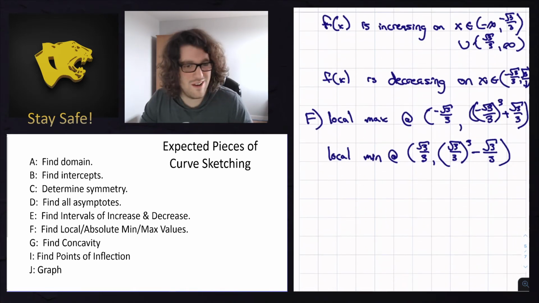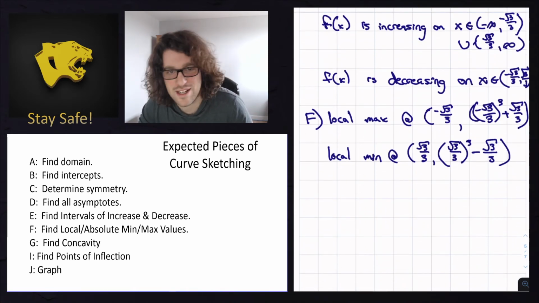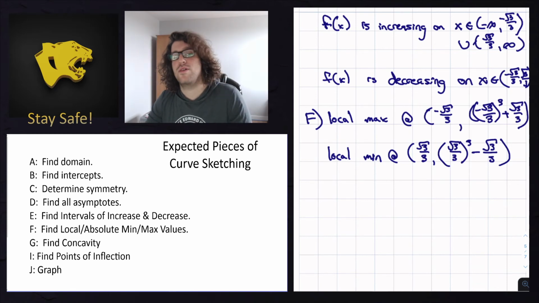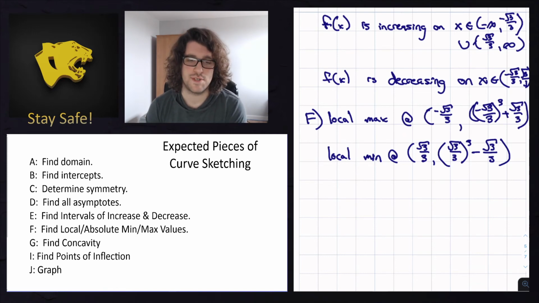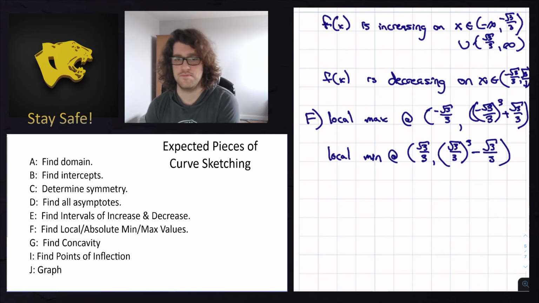So there we go. We have our local maxes and mins, and because it's a cubic, we probably know that there are no absolute maxes or mins. I'm okay with just not stating it. You don't have to say there is no absolute max or min. Just if there is one, mentioning that it's an absolute is nice.